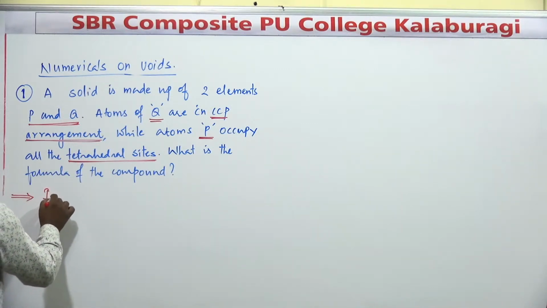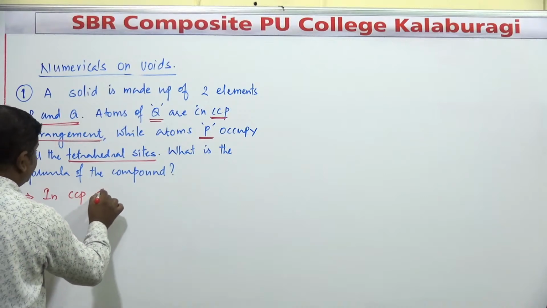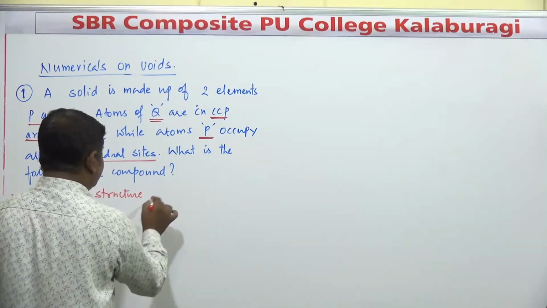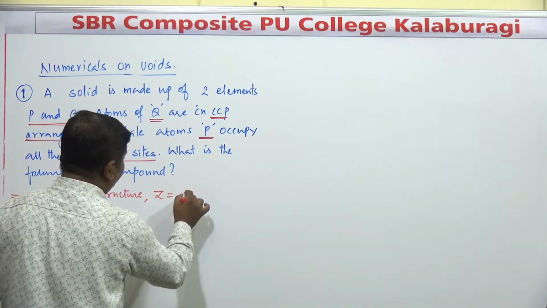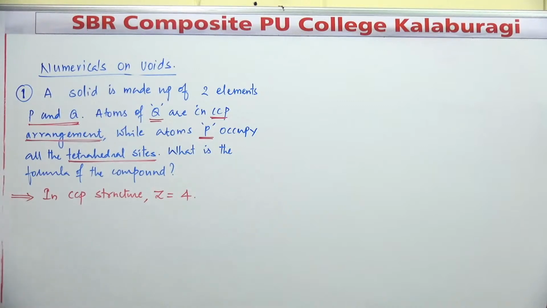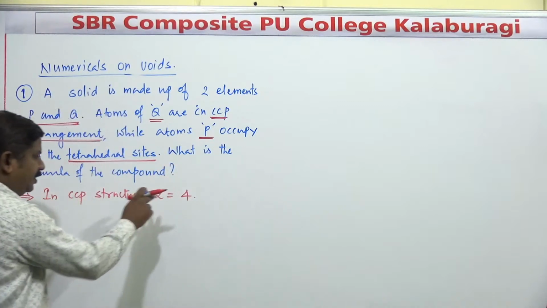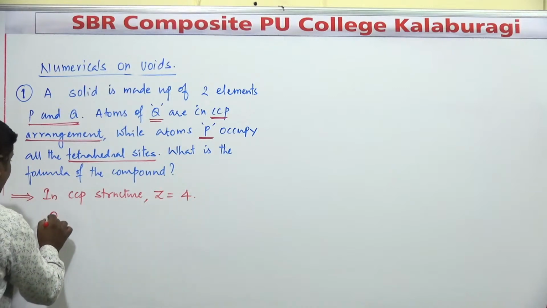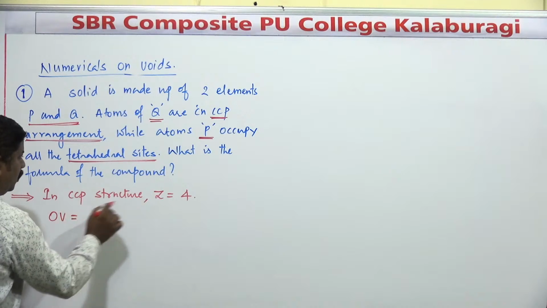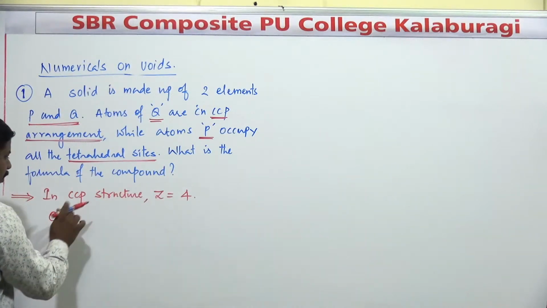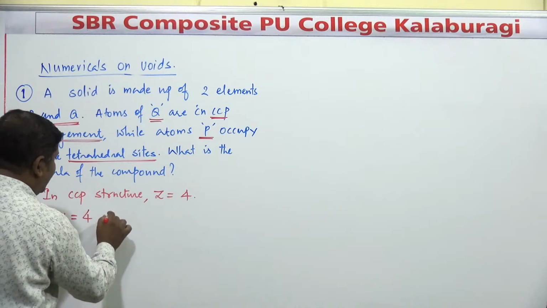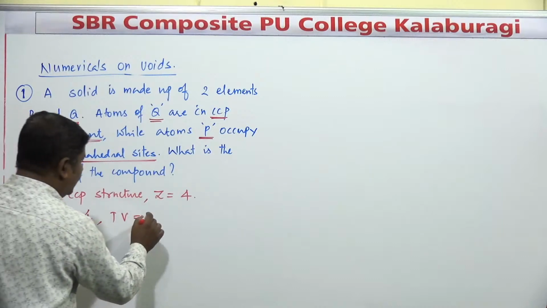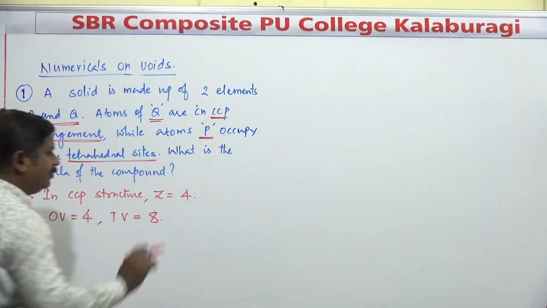In the CCP structure, which is similar to the FCC structure, Z is equal to 4. Z means the effective atomic number present per unit cell. When the value of Z is equal to 4, what should be the number of octahedral voids? The number of octahedral voids is equal to the number of effective atoms. But tetrahedral voids, we have discussed already, are double the number of spheres or double the number of octahedral voids. The total number of tetrahedral voids here is equal to 8.